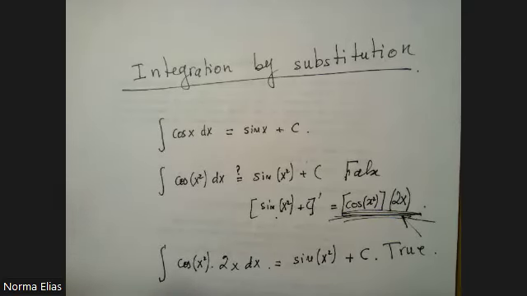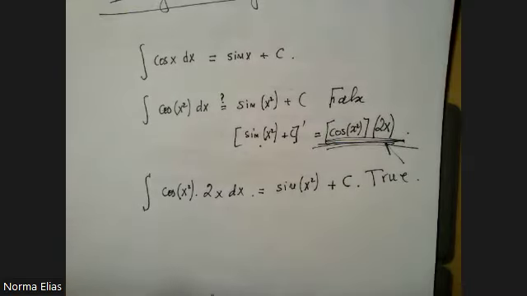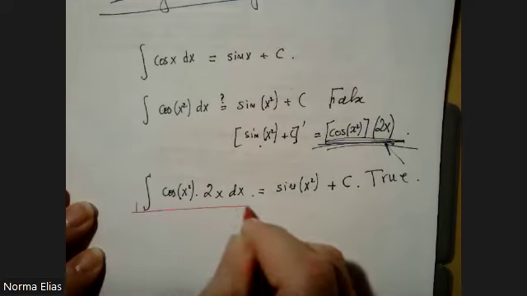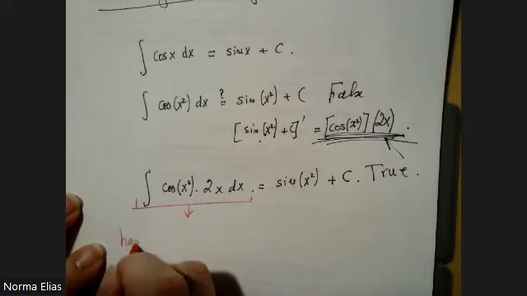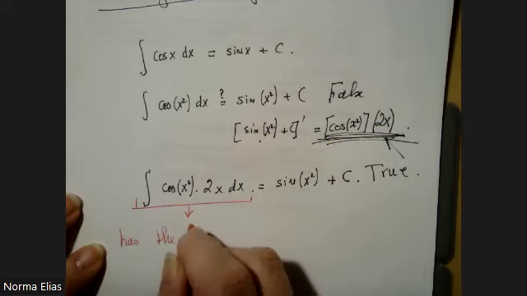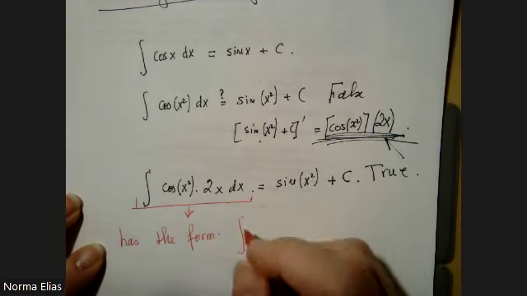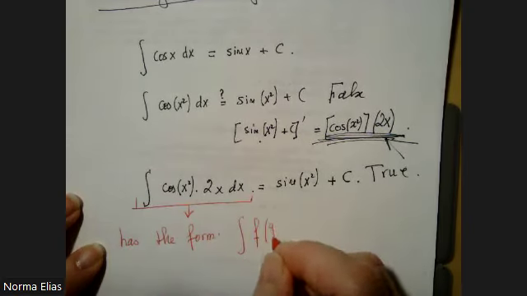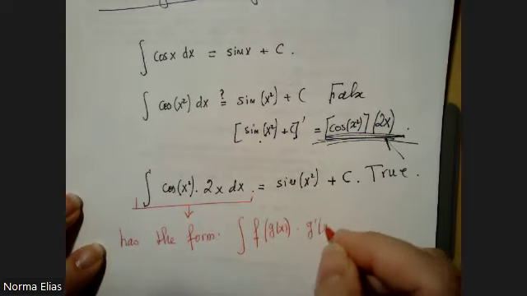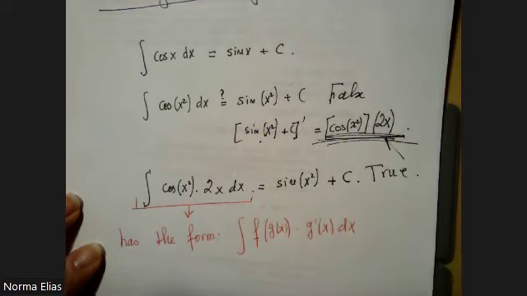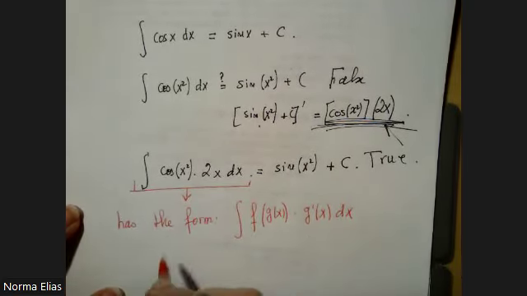Now, this integral, the one we see, is a very specific type of integral. This integral here has the following form. The integral of f of g of x times g prime of x dx. So this integral has this form, f of g times g prime, where f is what?